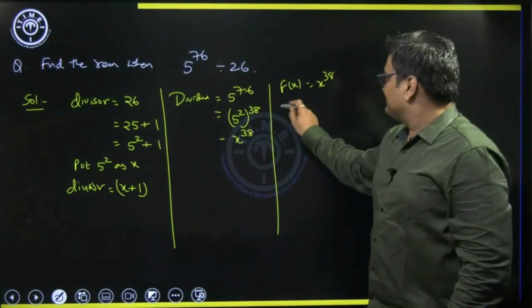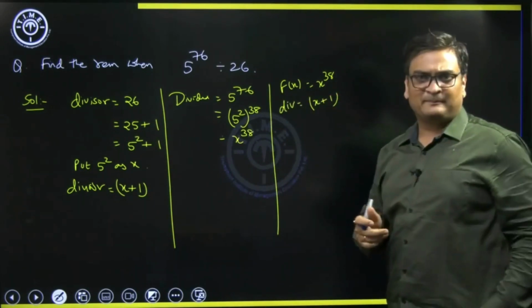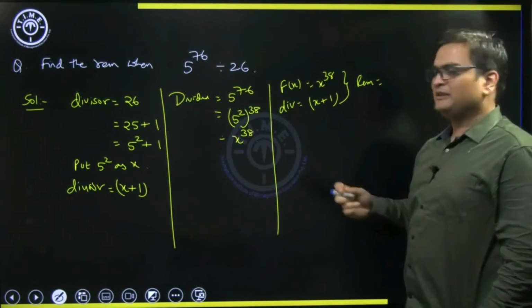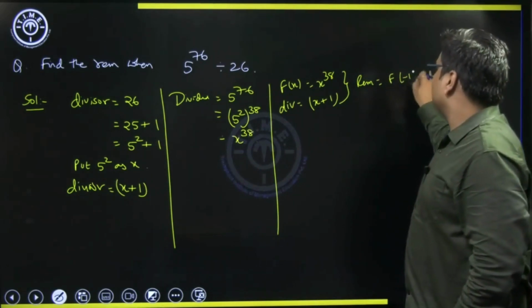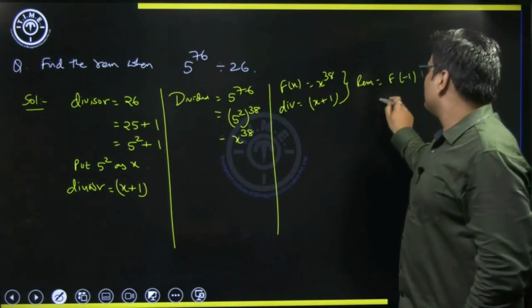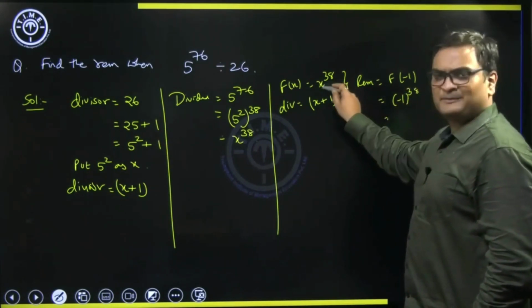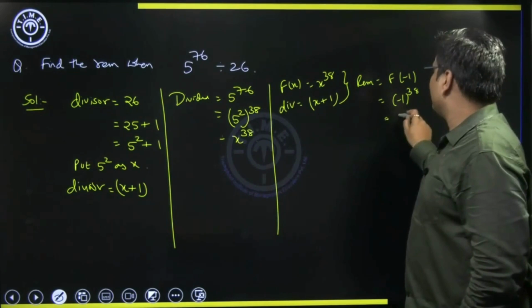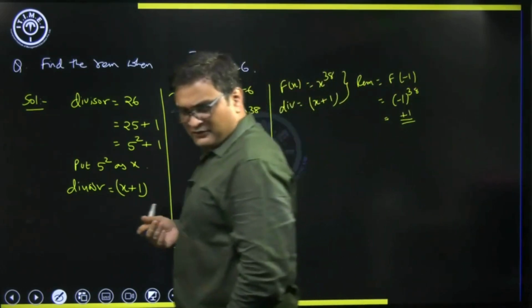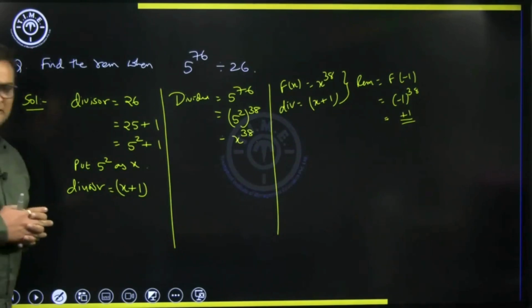You have the divisor which is of the form x plus a or x minus a. Now using this, can I say my remainder directly from remainder theorem will be f of minus 1, yes or no? If x plus a is there, remainder is f of minus a. So how much will be f of minus 1? It is going to be minus 1 to the power 38. Replace x by minus 1. Minus 1 to the power even power will give us plus 1. So this is how we could find out the remainder in case we wish to use remainder theorem.